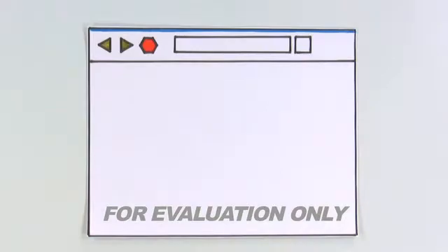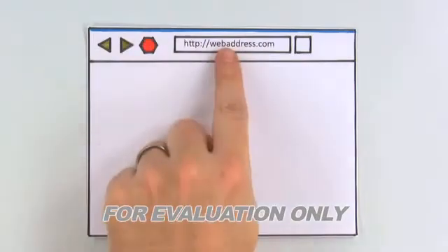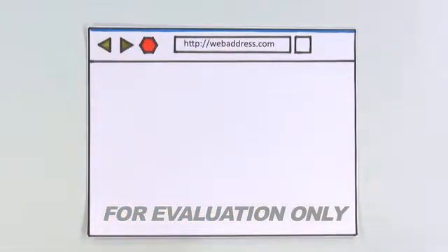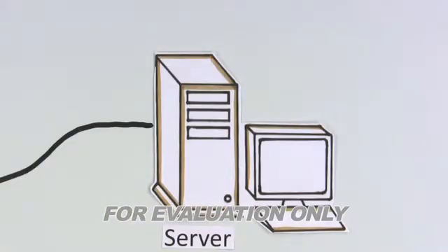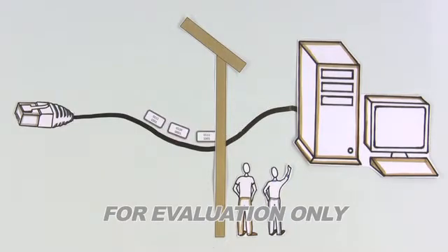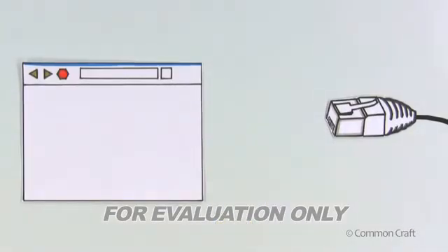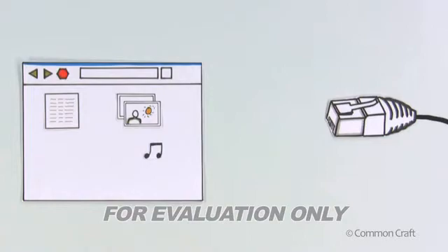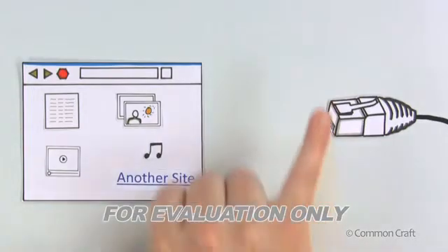So, let's sum it up. To visit a website, we type in a web address or click a link. The information for the website lives on a server. It comes to us as little packets of code, and our web browser translates this code into words, photos, music, videos, and links that help us get things done. Yay!